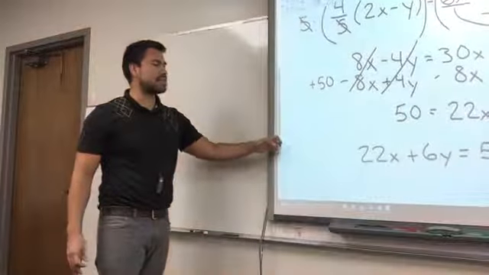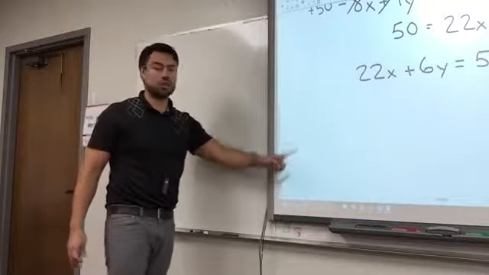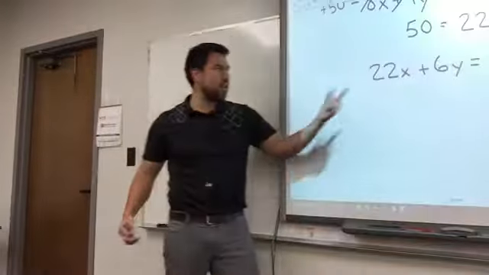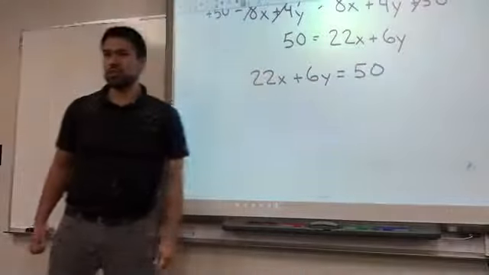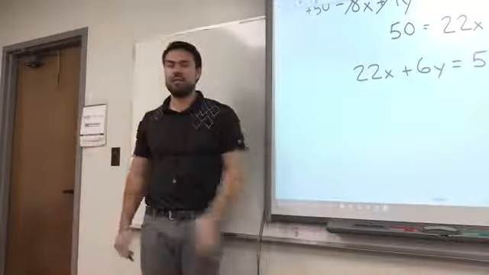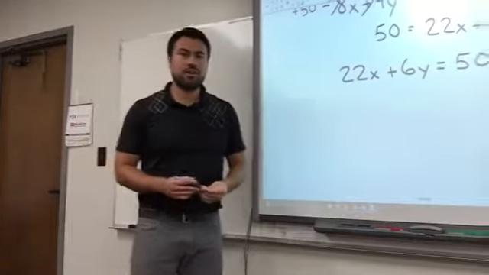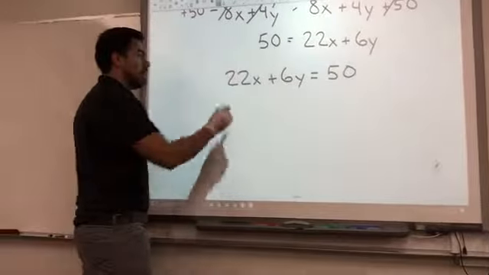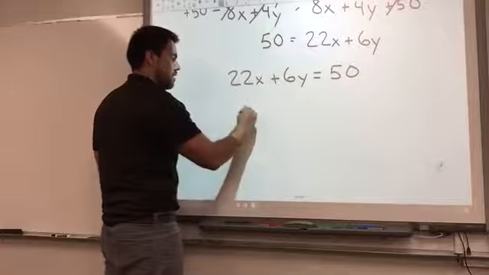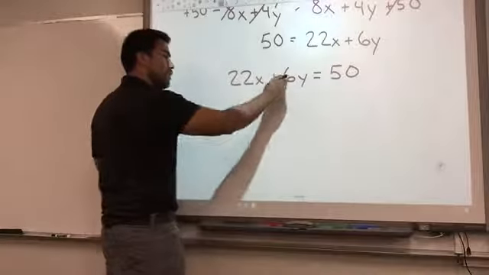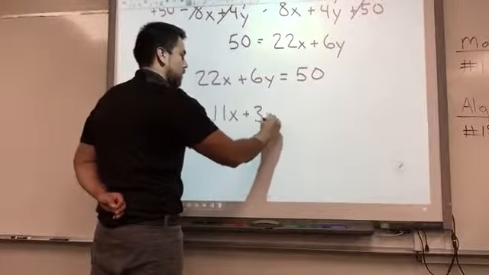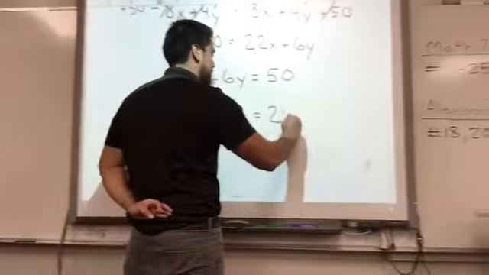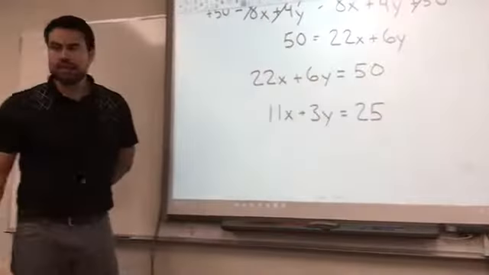But you can do it in one step. Okay, I get this, but here's a little help for you. You notice these numbers are kind of big? And does anyone notice a common factor in each one of these terms? There's something common to them. Claire? 2. Doesn't 2 fit into all of these evenly? How many times does 2 fit into 22x? 11x. How many times does 2 fit into 6y? 3y. How many times does 2 fit into 50? 25 times.